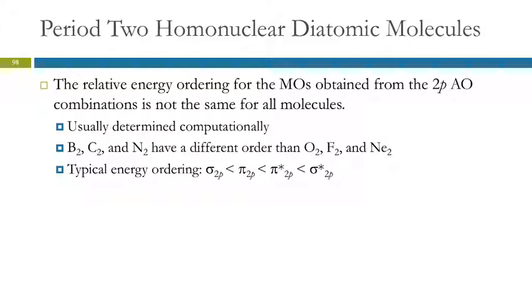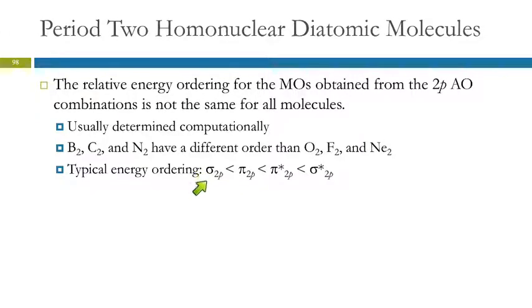So what are the relative energies of these new molecular orbitals from the p orbitals? It's not always the same for all molecules. It's determined using math, and so we're just skimming the surface of this topic. What we need to understand is that B2, C2, and N2 have a different order than O2, F2, and Ne2. The typical molecular orbital energy ordering is this.